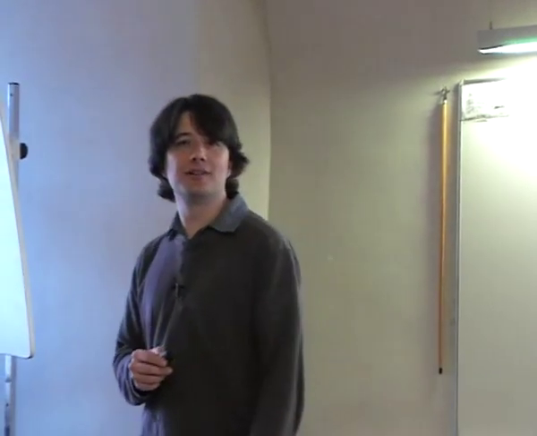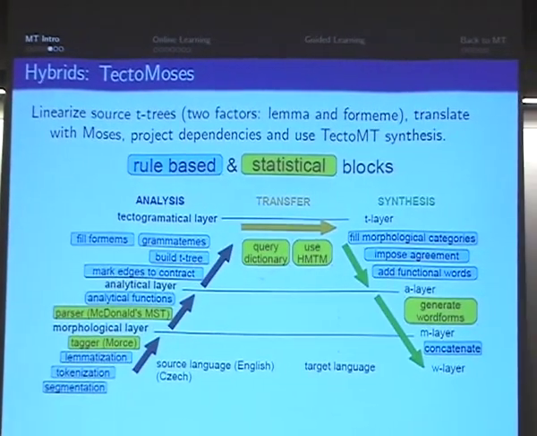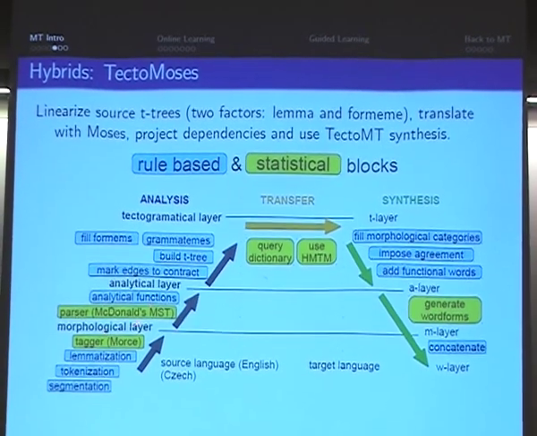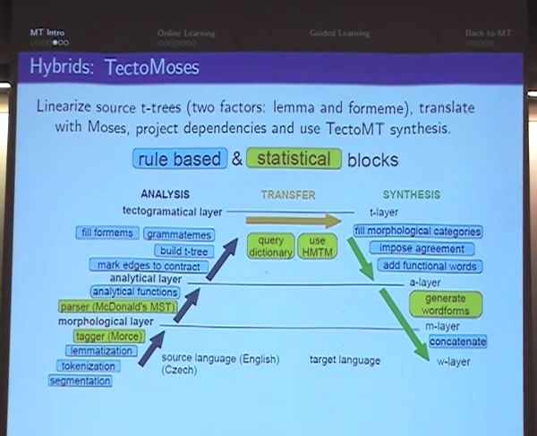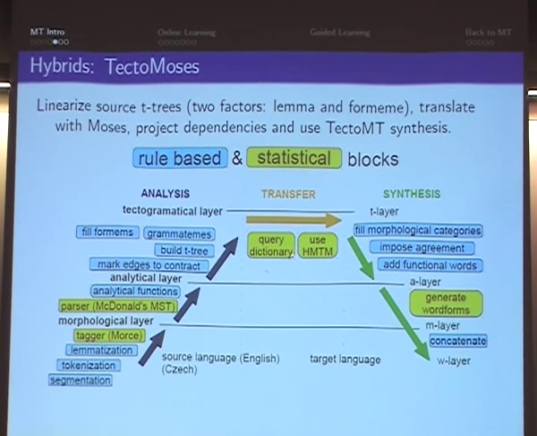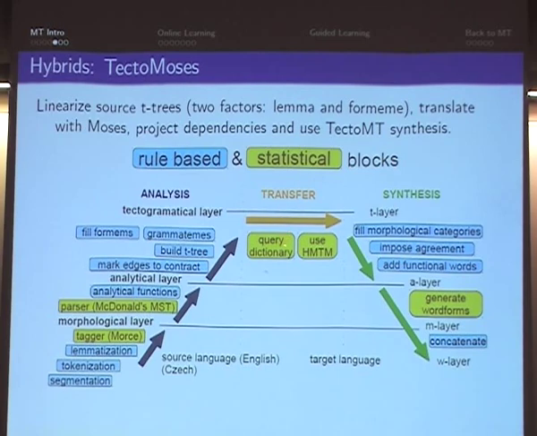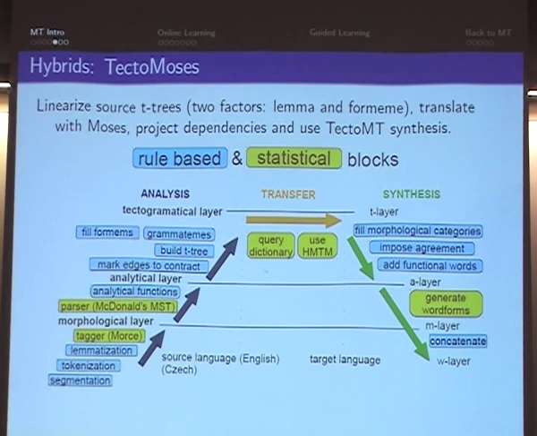And now let's look at some hybrid systems. So this slide is just the original TectoMT, where the analysis, transfer and synthesis phases are shown. These yellow parts are statistical blocks or components. These blue ones are rule-based. And actually the most important is the transfer phase, where we use the maximum entropy model or dictionary and hidden Markov tree models.